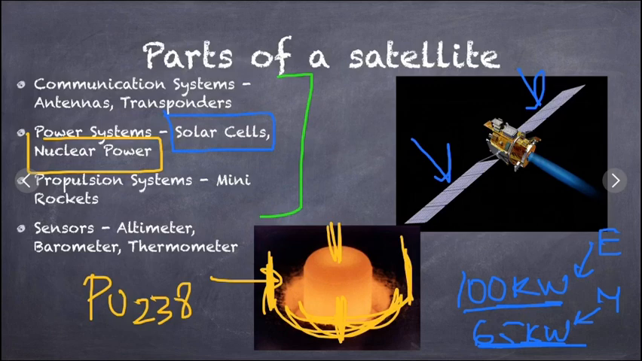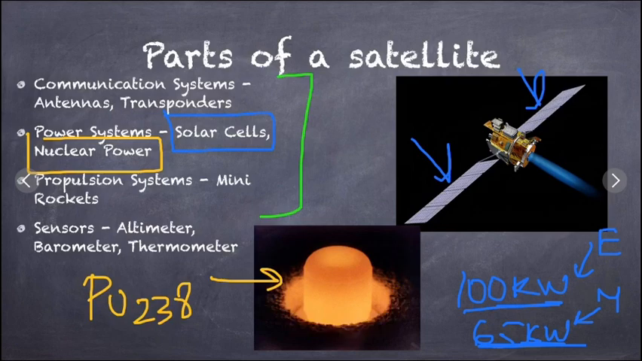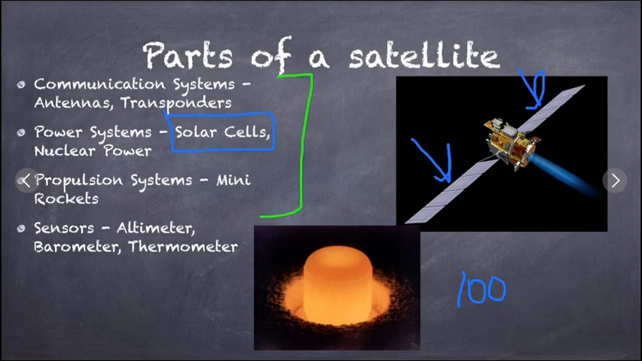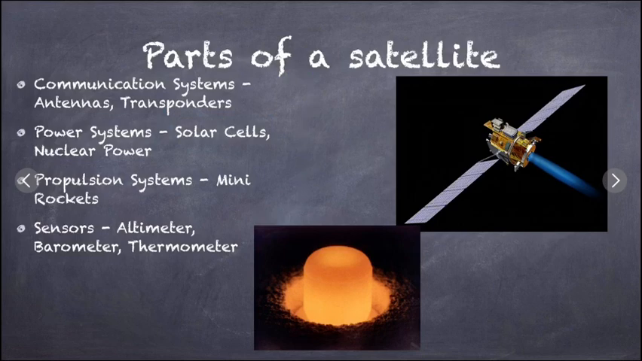Now let's talk about the propulsion system. The propulsion system is basically a mini rocket that is installed in the satellite. These are very useful whenever we have to reboost the satellite. As I told you in the starting, the satellite sometimes has to face issues with drag, due to which its speed slows down and it slowly starts to come down.